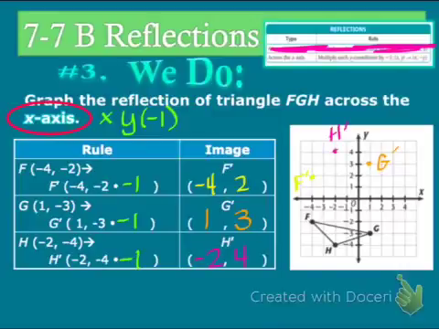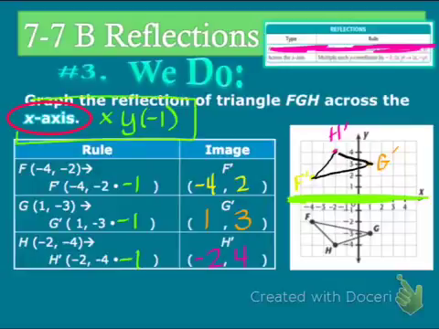And then to get that mirror image reflected on the x-axis, we just connect these dots. And there's our mirror image. And you can see that that time it is reflected across this axis, which is why we did a different rule.